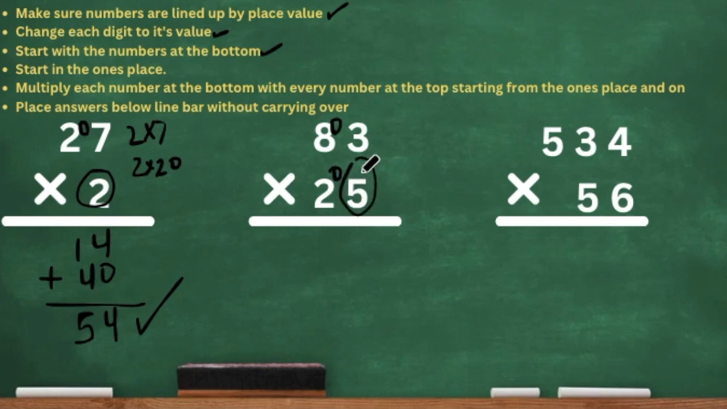So we're going to take that first digit in the ones place at the bottom, and we're going to multiply by each digit at the top. So let's write our equation. We have 5 times 3, which is 15. And then our next equation is 5 times 80, which is 400. So now I'm going to put my 400 here at the bottom. So I multiplied that 5 at the bottom with every number at the top. So now I am done with my 5. We do not need it. We can cross it out.